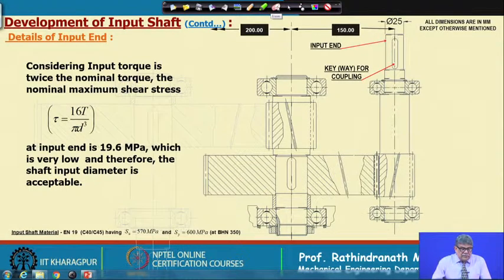However, it has an ultimate strength of 570 megapascal and a yield strength of 600 megapascal, and the shear stress we found is very, very less in comparison to that.